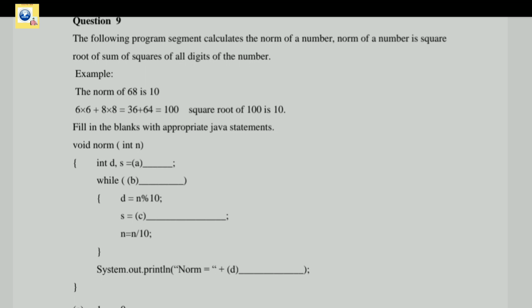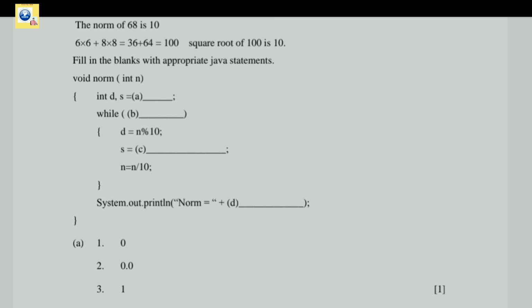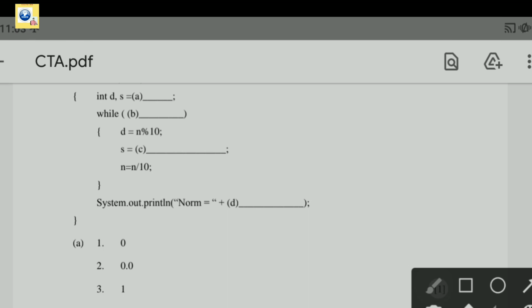It should be 0. The initial value of s should be 0 because it is for sum. Whenever we have to make a variable for sum and continuously that variable is getting updated, the initial value should be kept as 0.